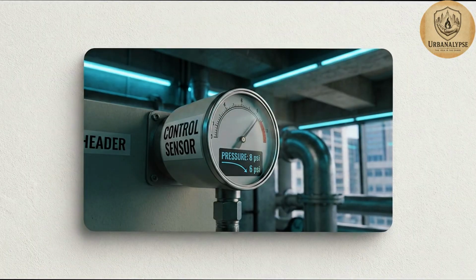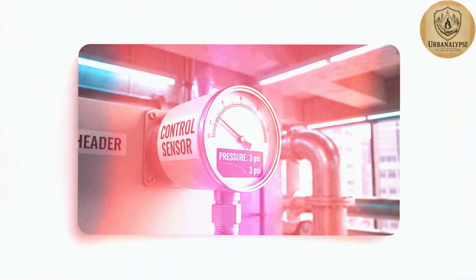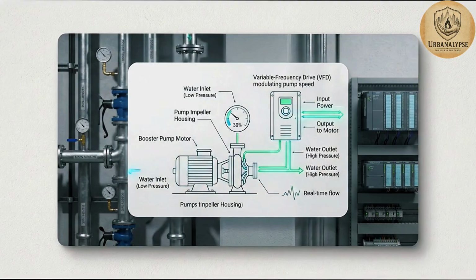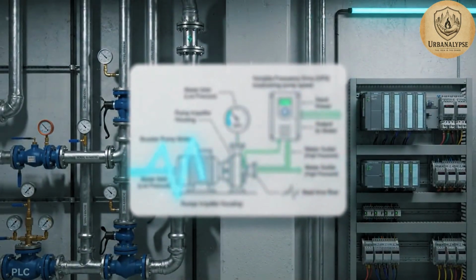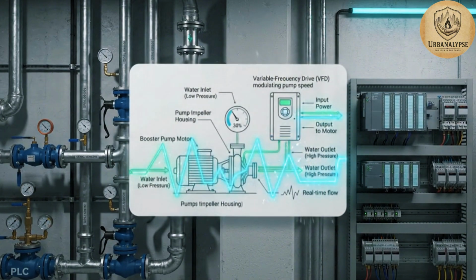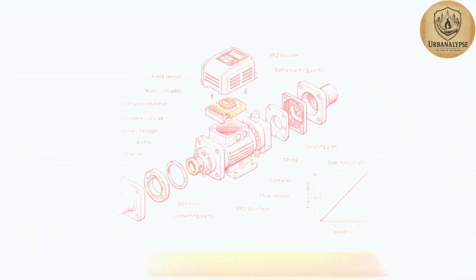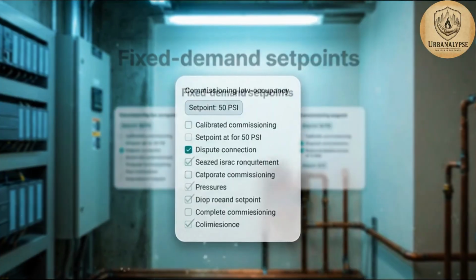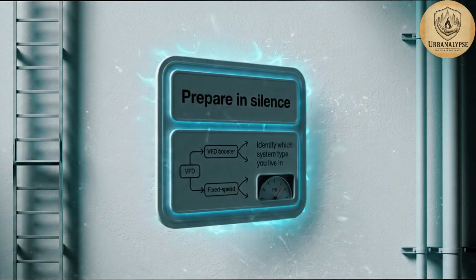The control sensor sits at a fixed point on the header, and if that location sees the transient, the controller may trip the pump before pressure recovers. Systems engineered for peak demand use variable frequency drives modulating pump speed against real-time flow or demand-based set points for concurrent fixture use. Fixed demand systems use set points calibrated during low occupancy commissioning. Prepare in silence by identifying which type you live in.